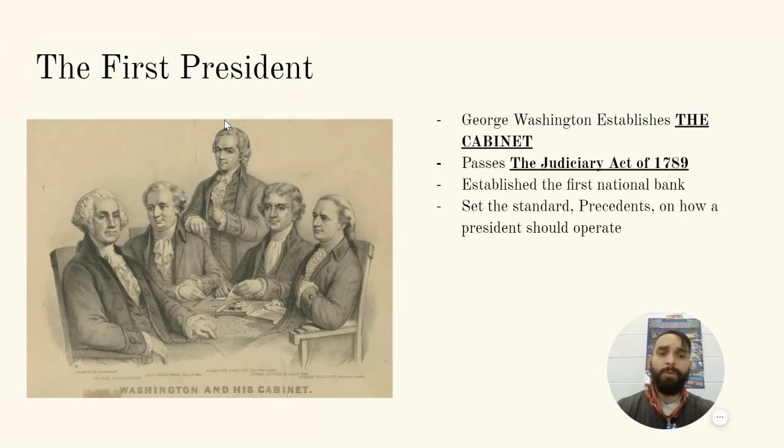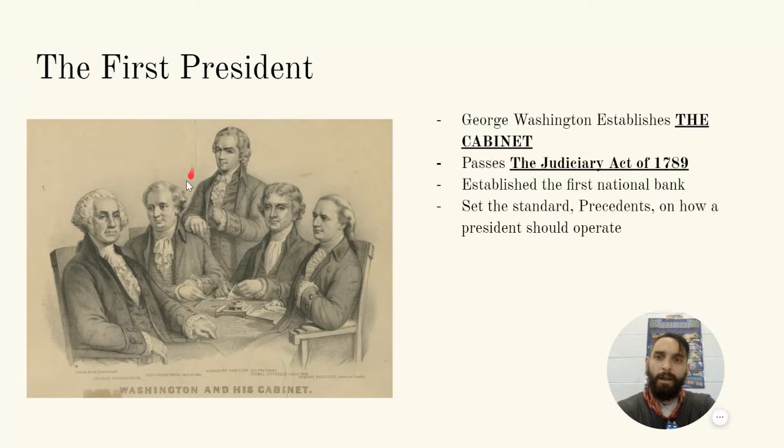The first part of the cabinet that gets set up. Obviously, you got George Washington here. You have Henry Knox. He'll be your Secretary of War. That department doesn't exist anymore. It kind of evolved into the Department of Defense and Department of Homeland Security. But you'd have Henry Knox for the Department of War.